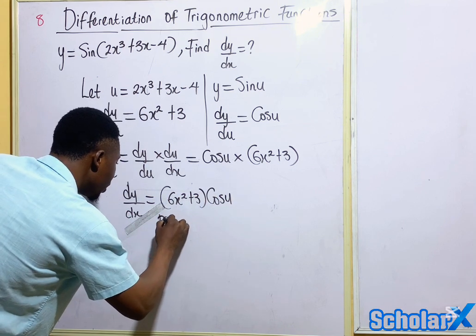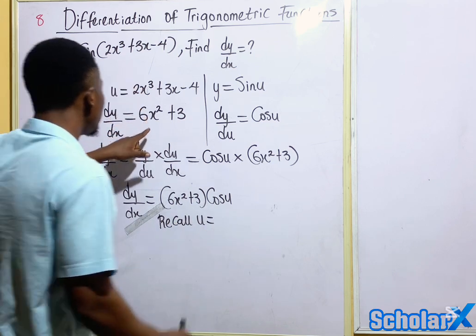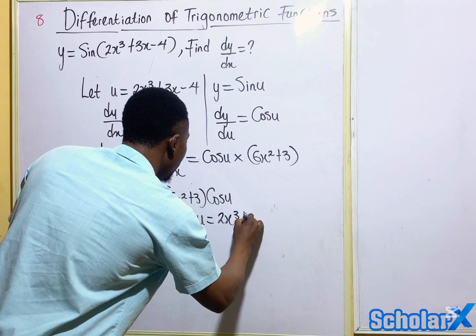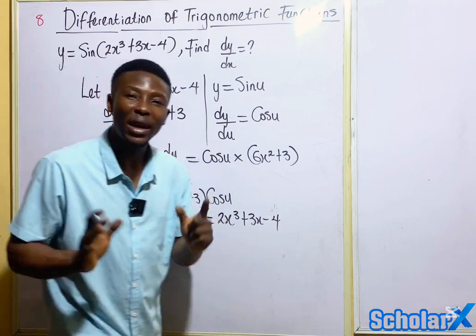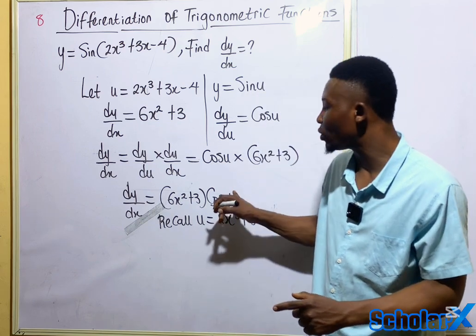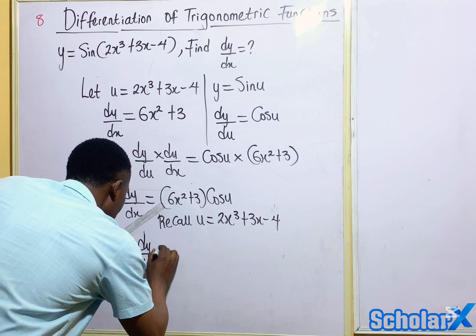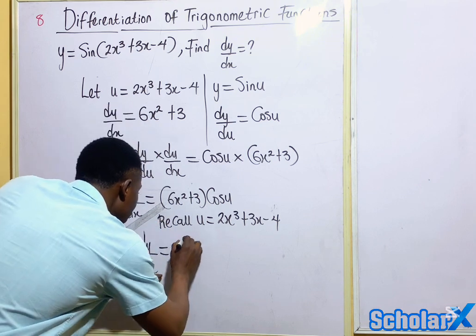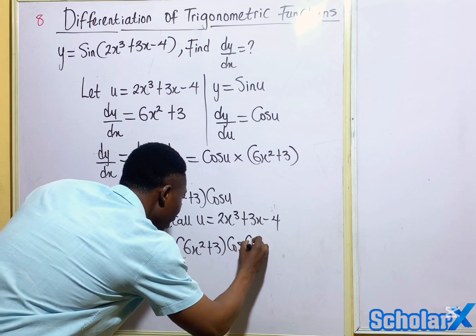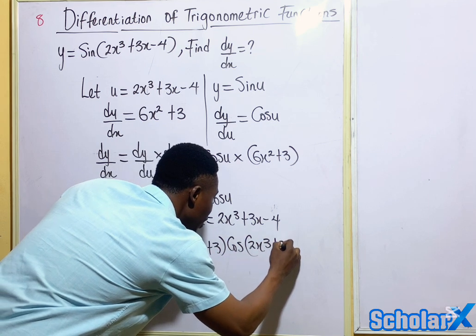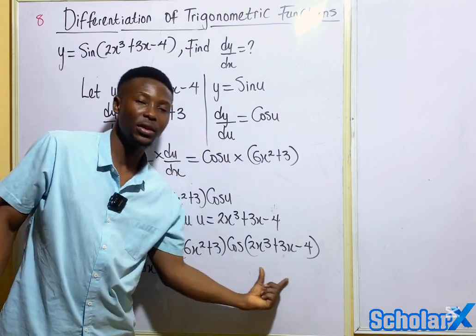So we're going to recall that u is equal to 2x^3 + 3x - 4. All right. So now we're finally going to put this into this. So dy/dx is going to be equal to (6x^2 + 3) cos(2x^3 + 3x - 4). So this is going to be our derivative.